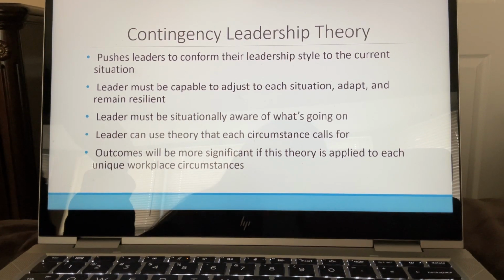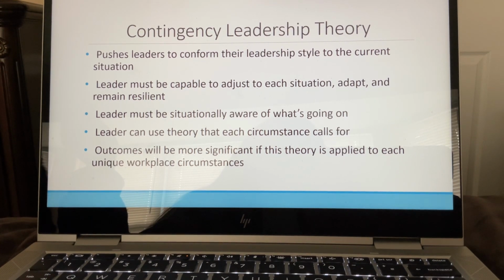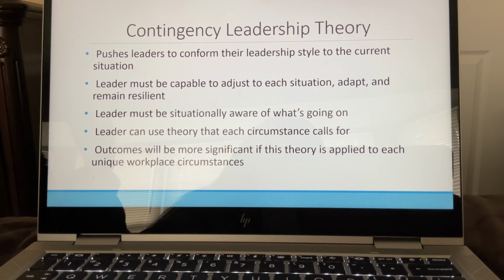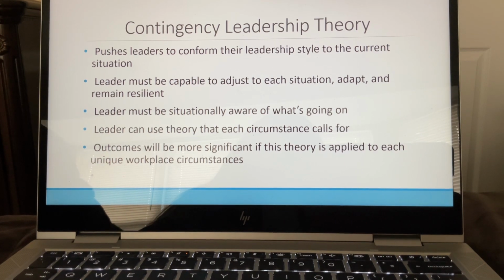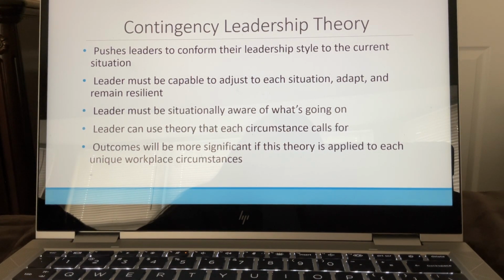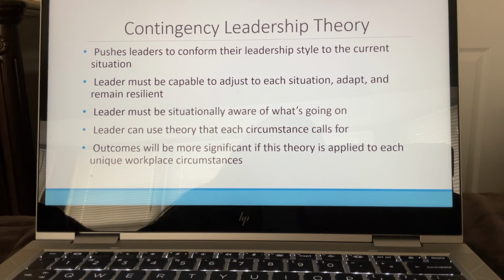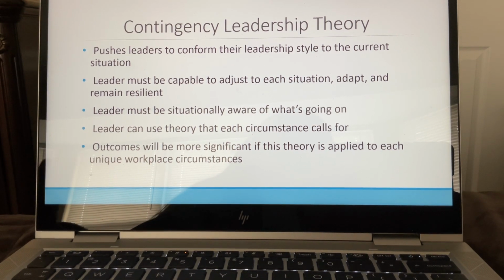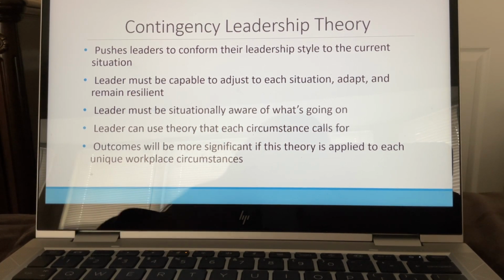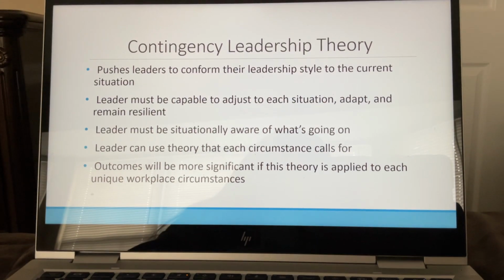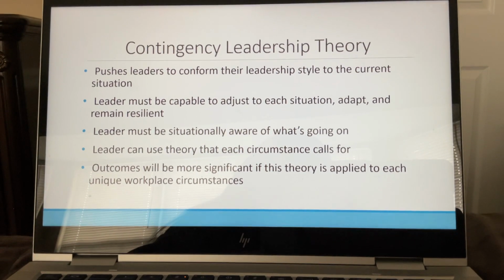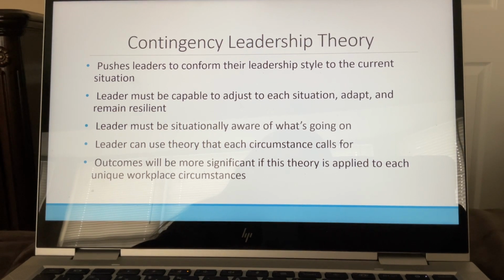Contingency leadership theory pushes leaders to conform their leadership style depending on what situation they're dealing with. So they have to be able to adapt a lot of different leadership styles to each situation. They have to understand the situations that are going on in the first place and then be able to make good decisions on what style is going to best help that situation.